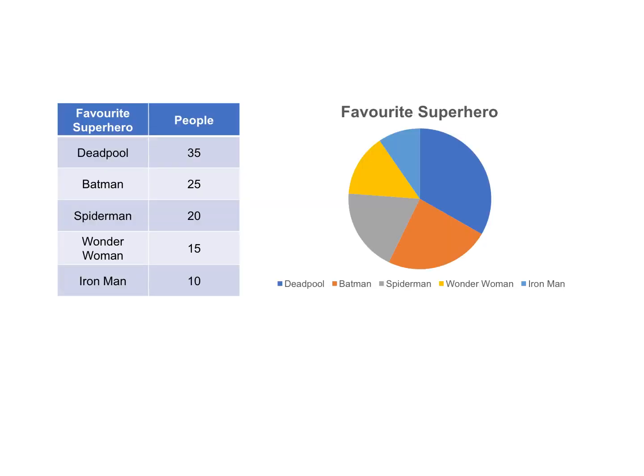Here we have a pie chart, and this is actually representing the same data as the first example. Now for this, we do need the total. There's 105 total, so you're going to have to find the percent for each. So if you go 35 over 105, you will get 33% for Deadpool, 24% for Batman, and so on. 19% for Spider-Man, 14% for Wonder Woman, and 10% for Iron Man.